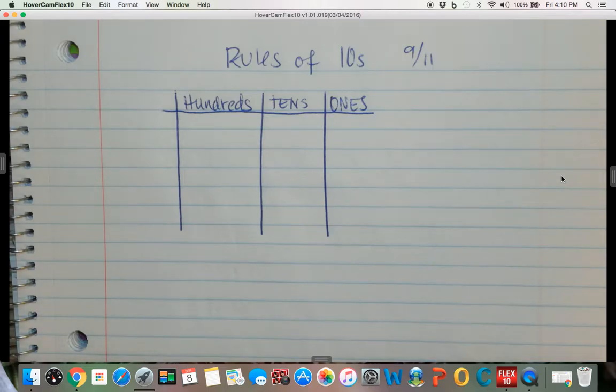So go ahead and write down this little chart, and if you need to pause me, you can pause me. And we're going to talk about what it means when you multiply by tens, hundreds, and thousands.